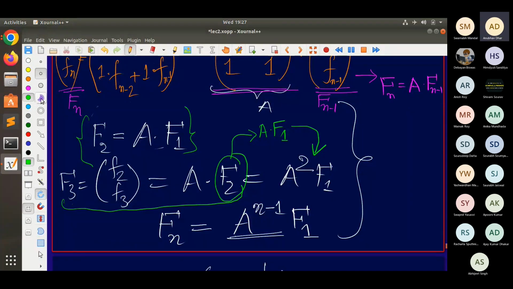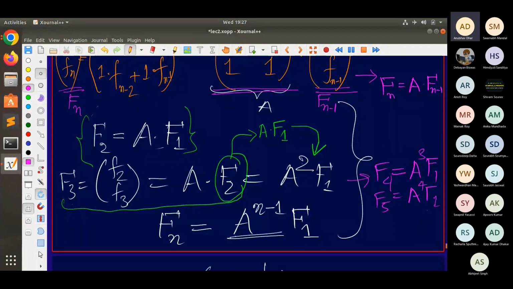Okay. Similarly, you can do stuff like f of 4 is equal to A cubed F1, f of 5 is equal to A to the power 4 F1. So in general, you can have this, right? Is there something confusing? No, fine.